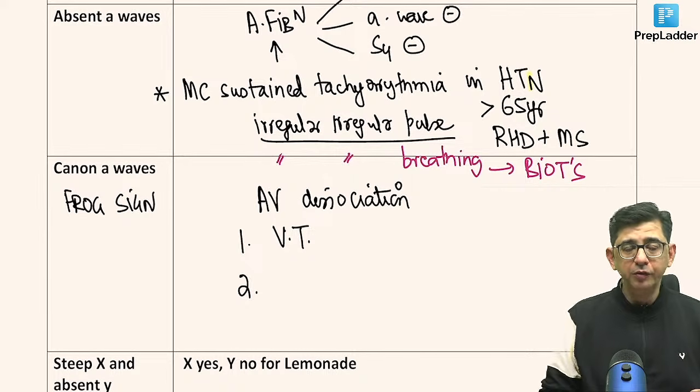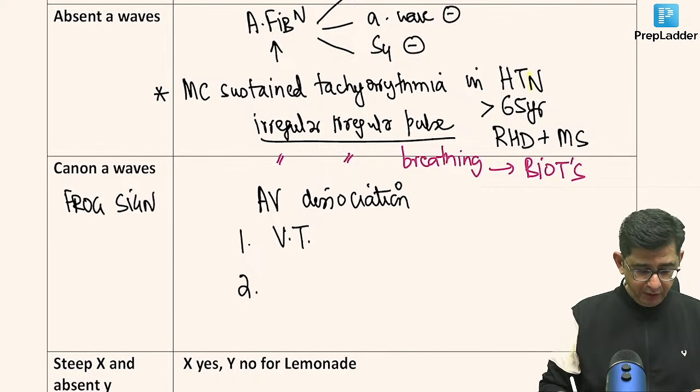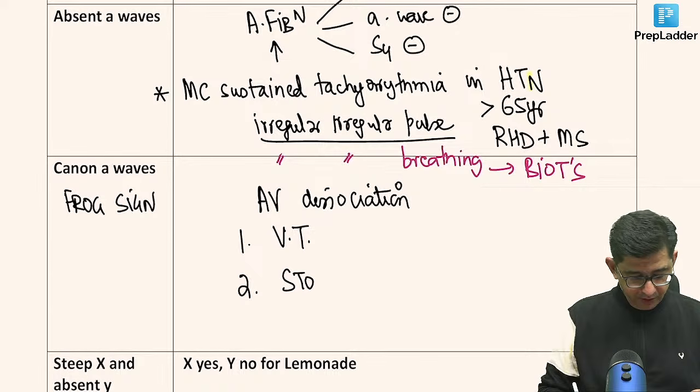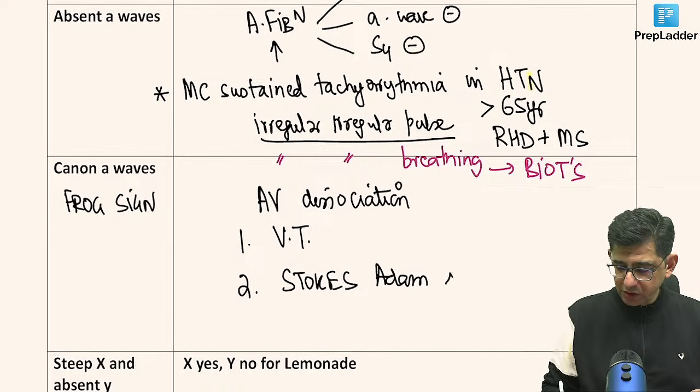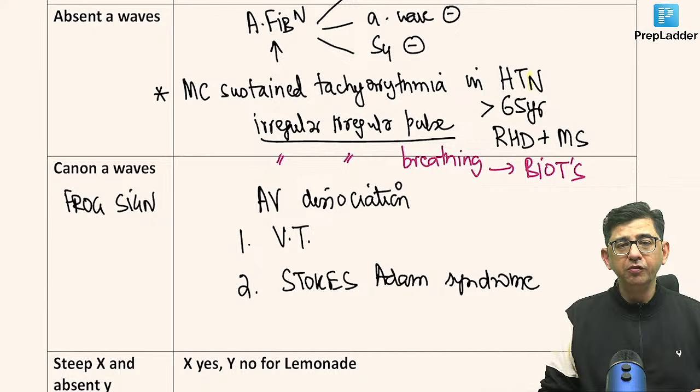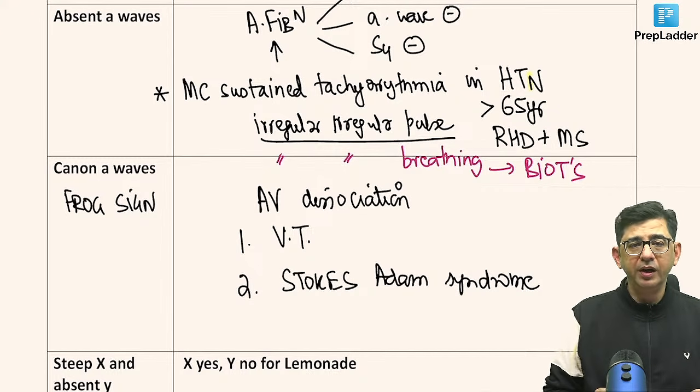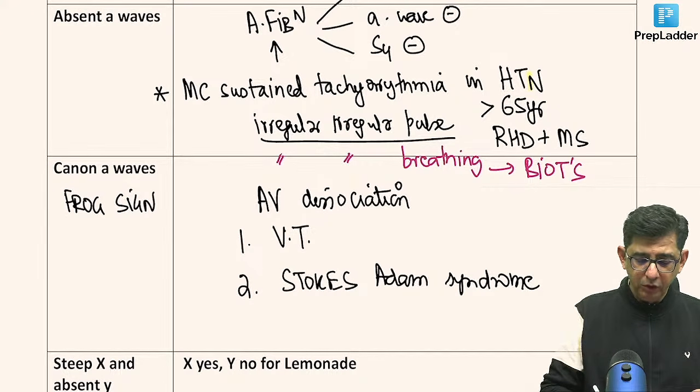On the other hand, if it says bradycardia present in a patient, then you will say complete heart block. As somebody answered very rightly, complete heart block would also be called Stokes-Adams syndrome. So this is very spot-on information with respect to atria and ventricles contracting together. That would be called Canon A waves.